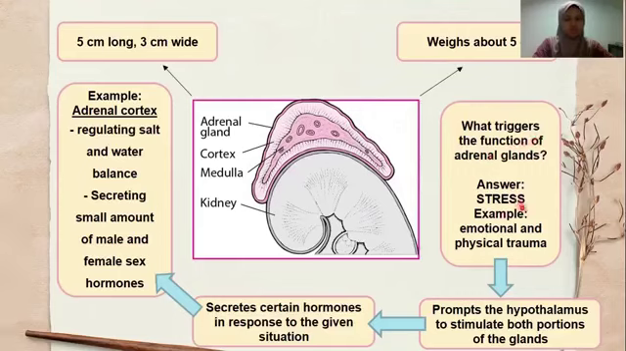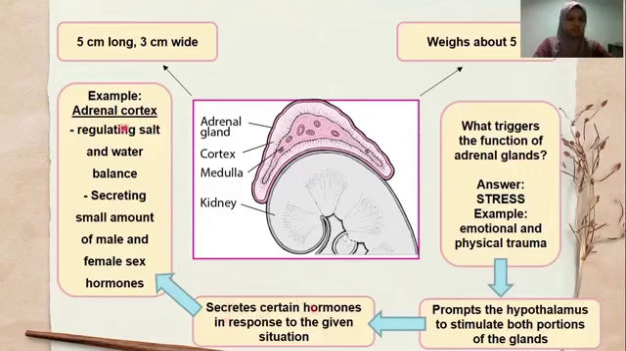The answer is stress. Stress here may include any emotional and physical trauma. This stress prompts the hypothalamus to stimulate both portions of the glands. Both portions here refer to the cortex and medulla. So in response to the given situation, the adrenal glands will secrete certain hormones.